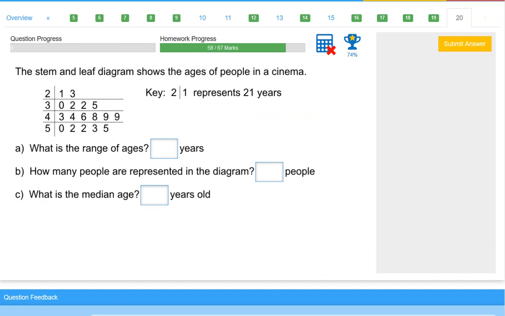And question 20, again, we're asked to interpret this. So I'm told what's the range of years, how many people represented by the diagram, what's the median age, etc. Well, there's several ways of doing this. One way of doing it is actually to write it out and say, what does this represent? Because the 2 and the 1 means 21. The 2 and the 3 means 23. And let me show you what happens when I write it out in full.